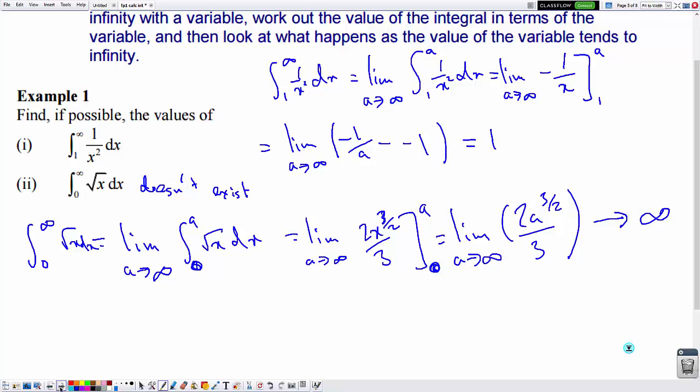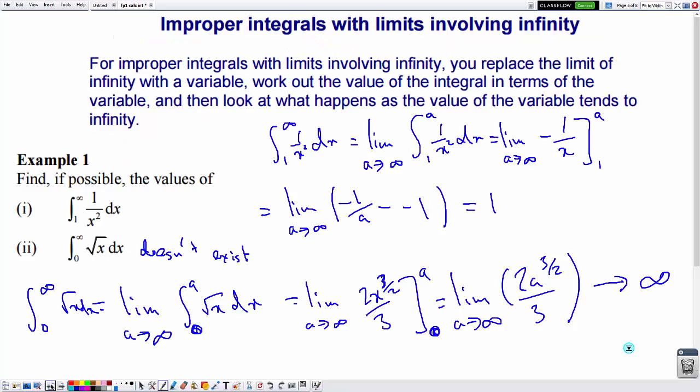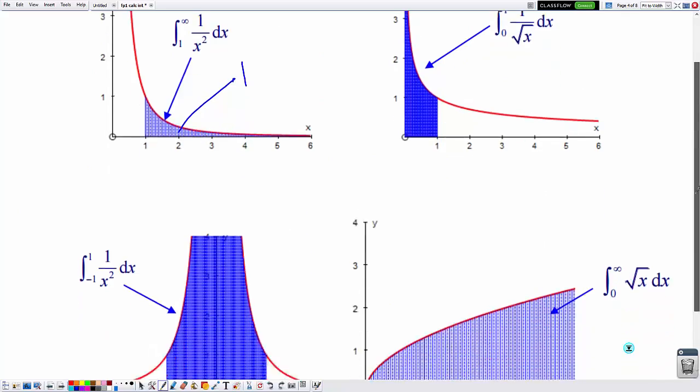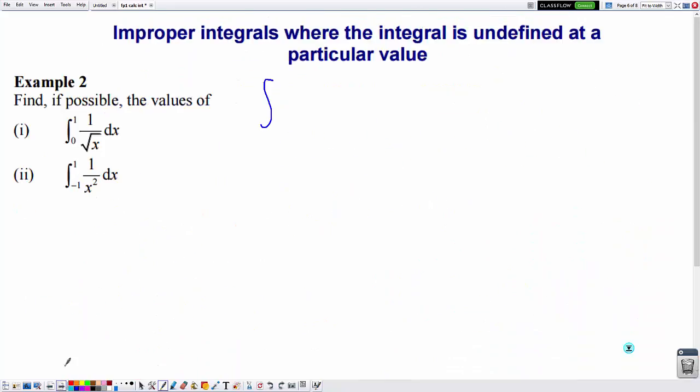Okay. A couple more examples. We want to work out the integral between 0 and 1 of 1 over root x. By the way, let's look at this one graphically. It confirms what we said earlier. The graph goes like this, and this gets infinitely big. So this is the area under the graph, or the integral between 0 and 1 of 1 over root x.